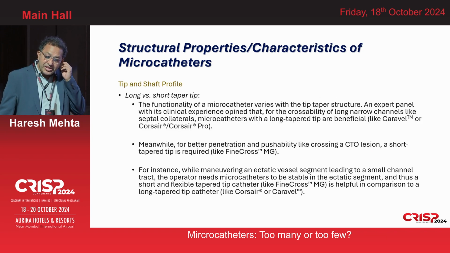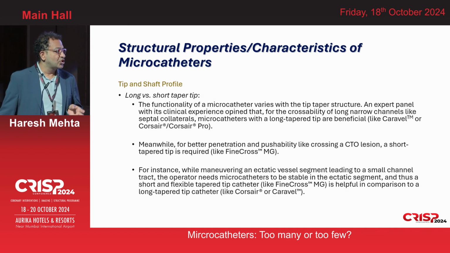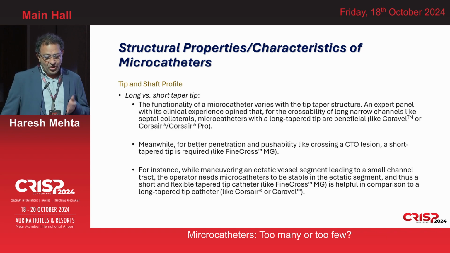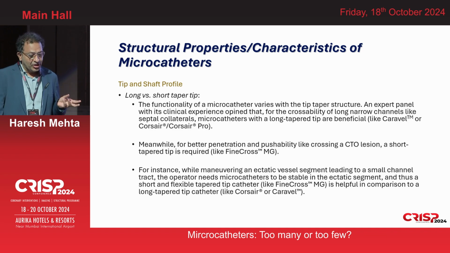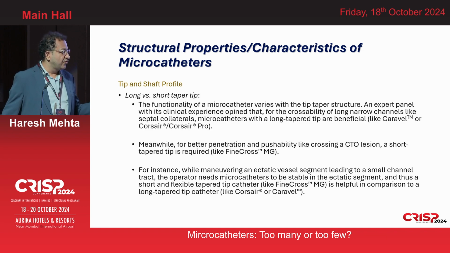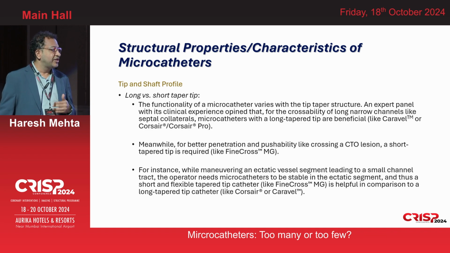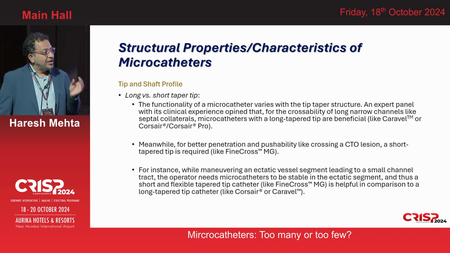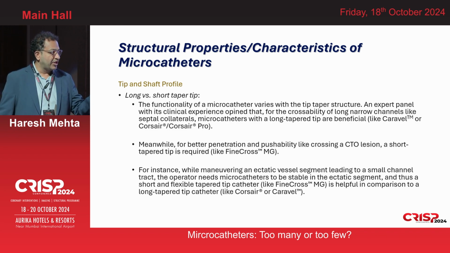So what are the properties? How do we select? The main important thing is you have to look at whether the tip is long or short. So you have short taper and long taper. Caravel is generally short taper, whereas Corsair is long taper. Although they look similar, they have different uses. So your Corsair Pro may not work in a retrograde approach as easily as a Caravel would. So you have to choose your catheter based on what you see. It's not only based on whether it's a short tip or a very small microcatheter.